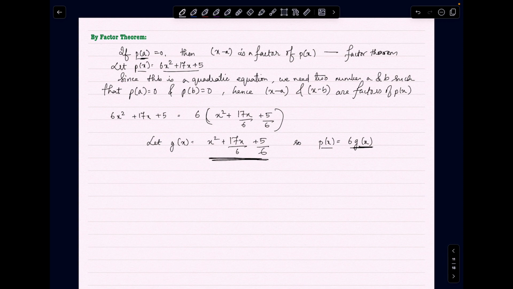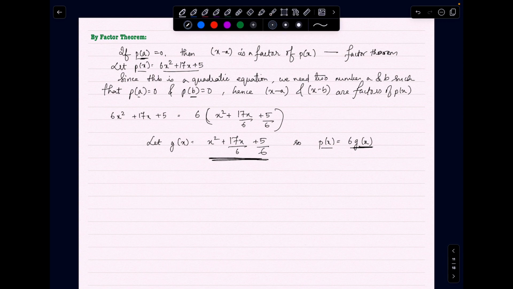So what am I going to do? I have to find two numbers A and B such that g of A and g of B will be 0. Okay, so how are we going to do it? I have to find the factors of this 5 by 6 now. Why am I going to find the factors of 5 by 6?